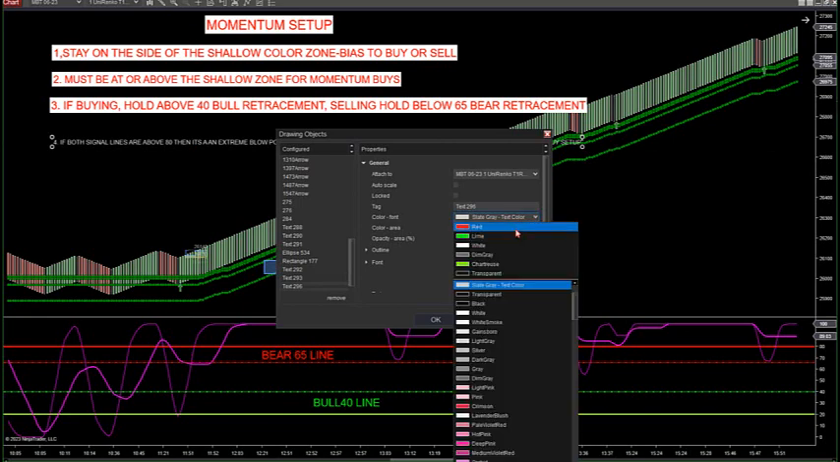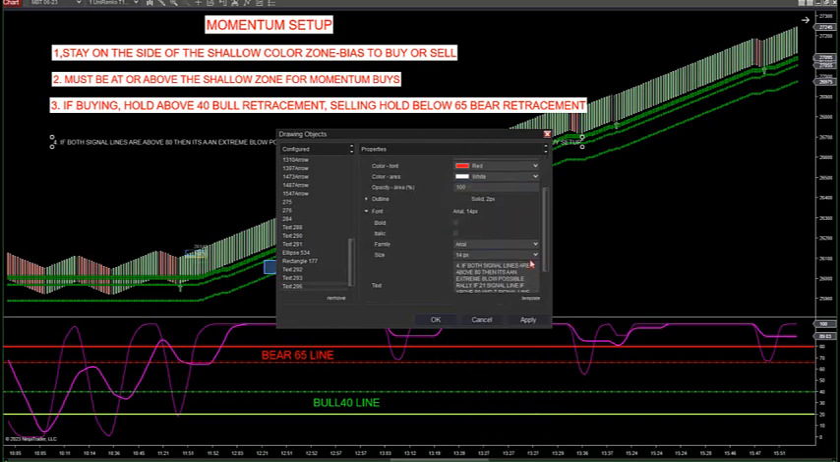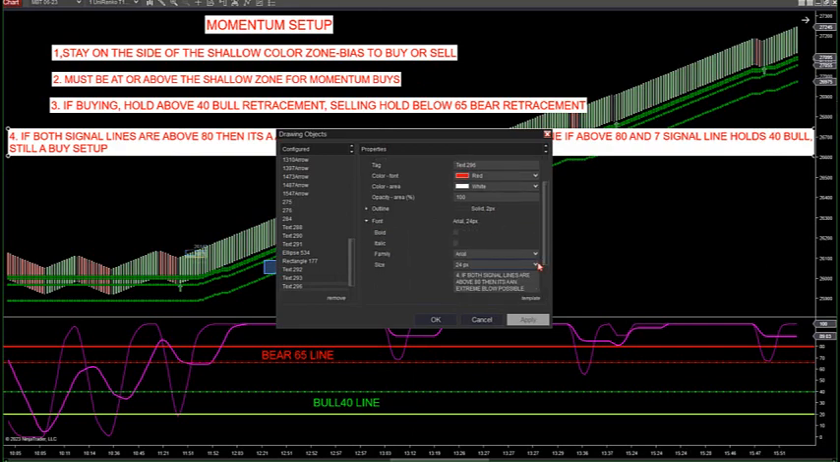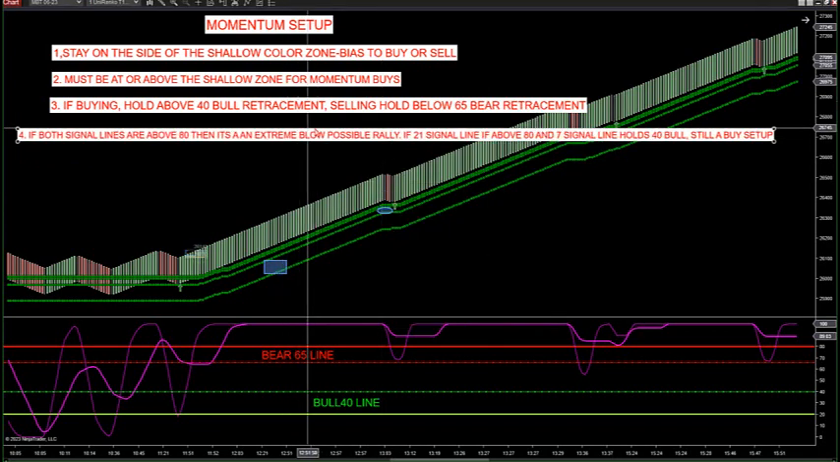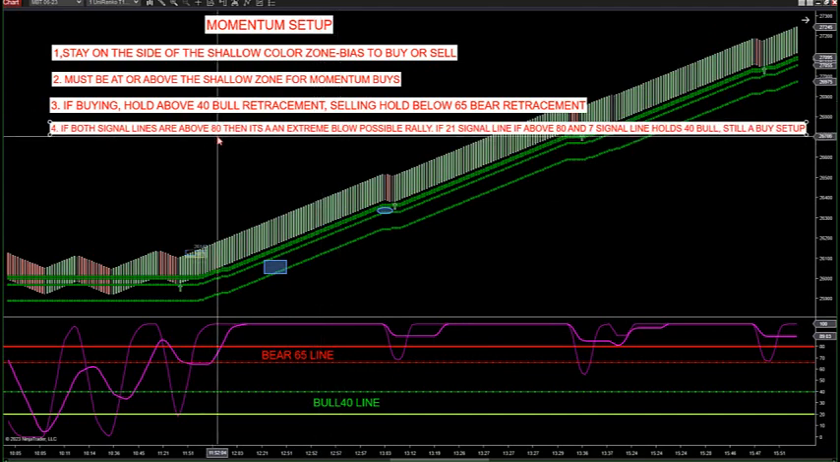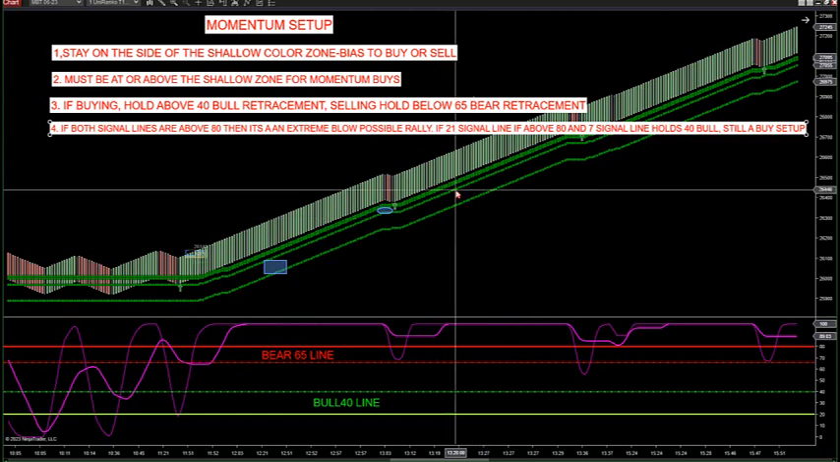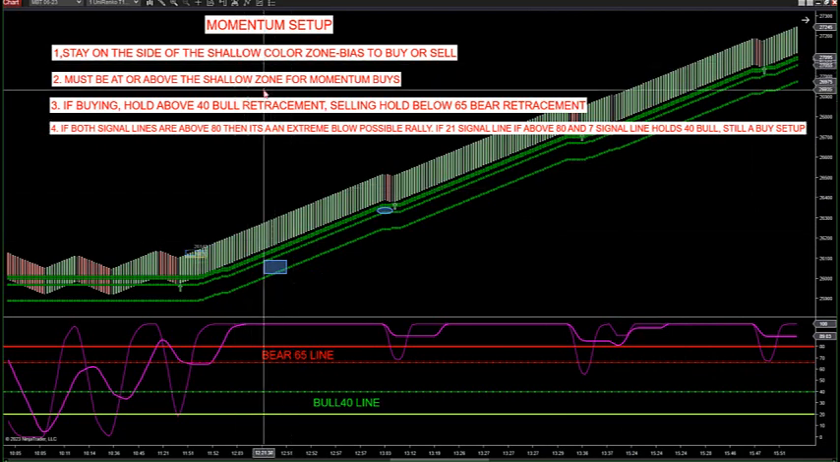So the fourth rule that you've got to look at on the retracement is that when it retraces, you can use these two signal lines to judge if the market is possibly going to go vertical or not. What does that mean? Let me show you. All right, so that's the fourth right there. If both signal lines are above 80, then it's an extreme blow-off possible rally, meaning they're going to try to mark the market up. If the 21 signal line is above 80 and the 7 signal line still holds above 40 bull, it's still a buy setup.